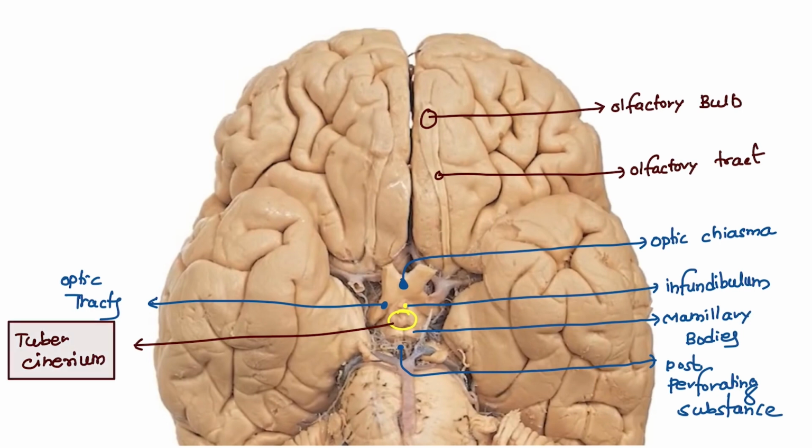Understanding these structures in the cadaveric image is important for studying brain anatomy, as well as diagnosing and understanding the conditions that may affect these regions, such as visual or olfactory disorders, pituitary gland abnormalities, or memory-related issues.